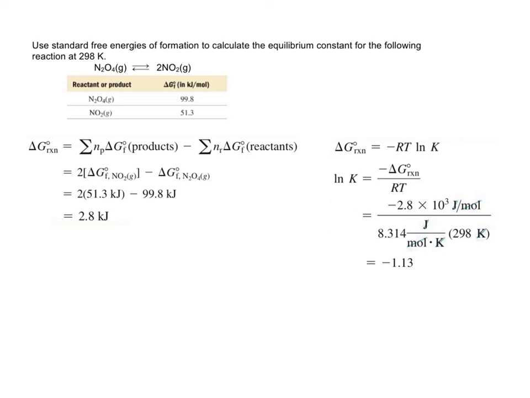That would give us K is equal to e to the minus 1.13, because the inverse operation for the natural log is e to the x. Then we solve for K and we get 0.32. You can see here that we have a K that's less than 1, which is consistent with a delta G that's positive. So this makes sense based on what we talked about qualitatively in the beginning.